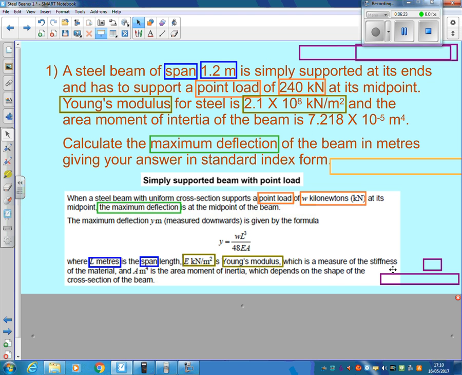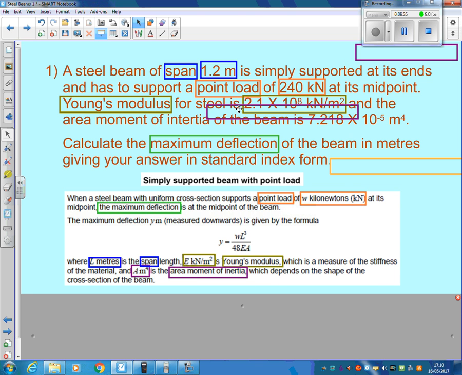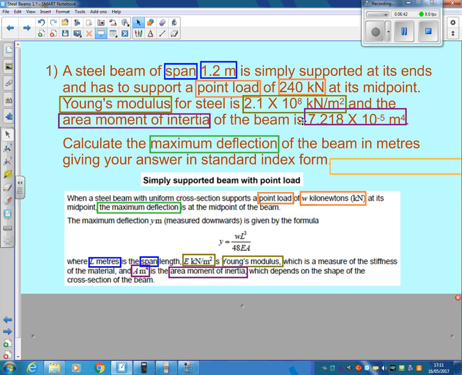And then finally here, I've got the area moment of inertia. There it is, the area moment of inertia. Okay, and here, the area moment of inertia. Okay, and what the thing is. And then finally, I must remember they want it in standard index form, so I'm going to cover that. So what I'm doing is I'm highlighting all the key bits. So I've got the key things here matching what comes here.